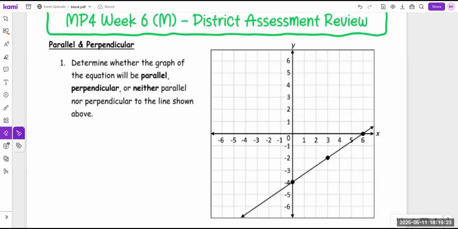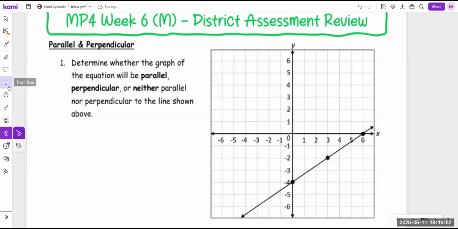Okay, so we're going to go over these one question at a time so that you understand how to do this. All right, so this is the first question on the district assessment. These are going to be similar to what you're going to see on the test, obviously not the same. All right, so first, reading our question, we have to determine whether the graph of the equation will be parallel, perpendicular, or neither parallel nor perpendicular to the line shown, right?